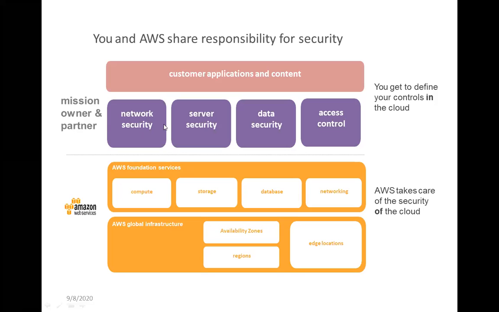Amazon's mission is to have network security, server security, data security, and access control. These are some of the security issues in the cloud: network security, server security, data security, and access control. You need to define your controls in the cloud. It is the customer's responsibility: data security, access control, server security, and network security. It is the responsibility of the customer as well as AWS. Why is it the responsibility of the customer as well as AWS?